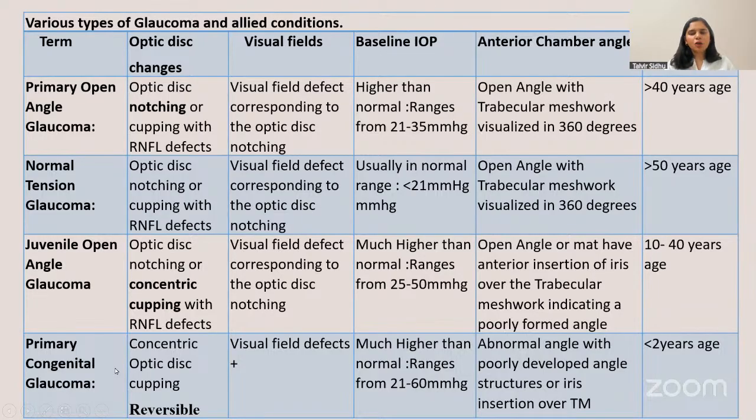And congenital glaucoma cases are not usually given as exam cases, but still they are obviously younger and the baseline IOPs are much higher. There is concentric cupping, which is reversible when you reduce the intraocular pressure.